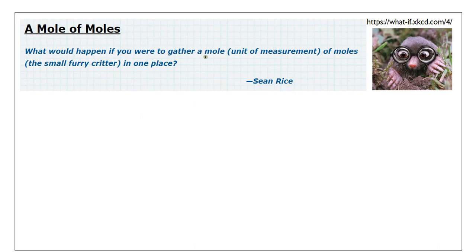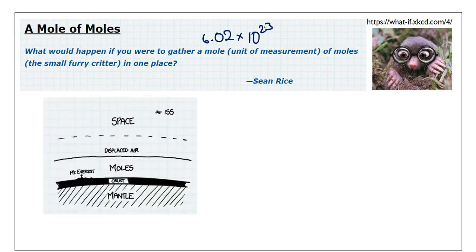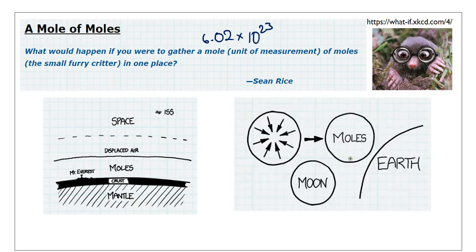So what would happen if you were to gather a mole? If you gather 6.02 times 10 to the 23 of the furry animals in one place, that was the question. And people did the calculation, and essentially if you have that many moles, the furry animal, in one place, it's going to form a planet that is bigger than the moon. So this is a massive number. If you have 602 billion trillion moles, the animal, it is a massive amount.